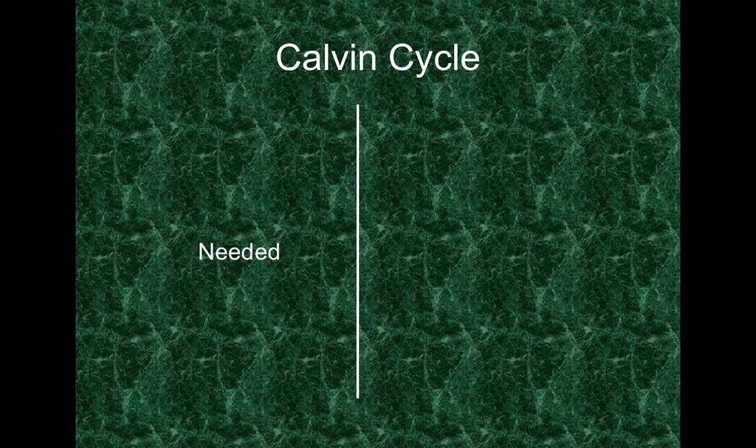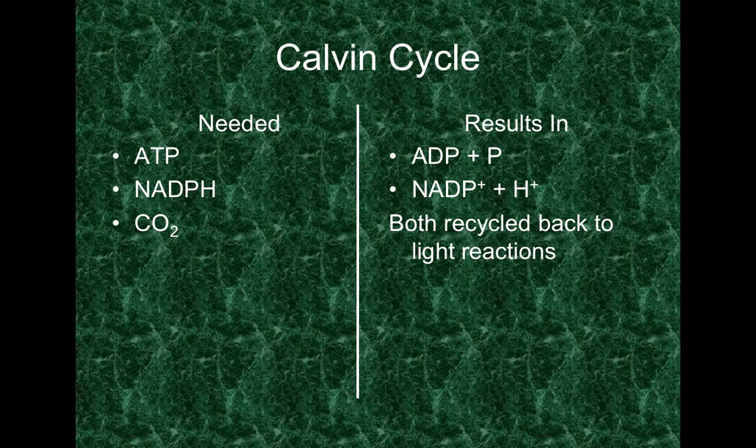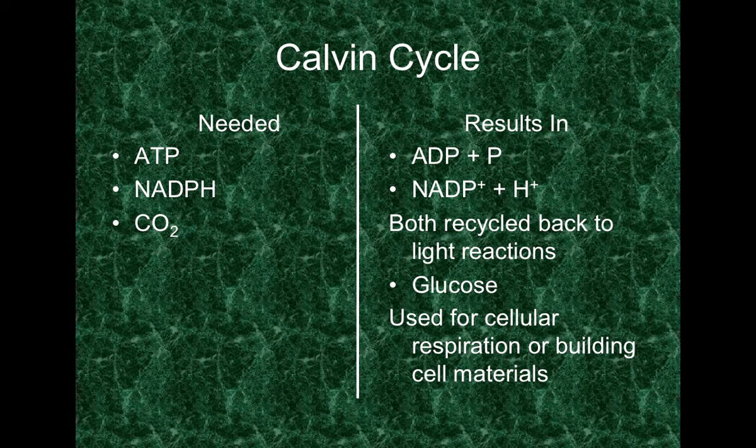So with the Calvin cycle, again, what do we need? We need ATP, we need NADPH, and we need carbon dioxide. What do we get? We get that ADP plus a P, so we use the energy from ATP, and again, we'll talk about energy and ATP here in a few minutes. NADP plus and an H plus. Both of these get recycled back to the light reactions. We also get glucose, which is used for our cellular respiration or building cell materials.